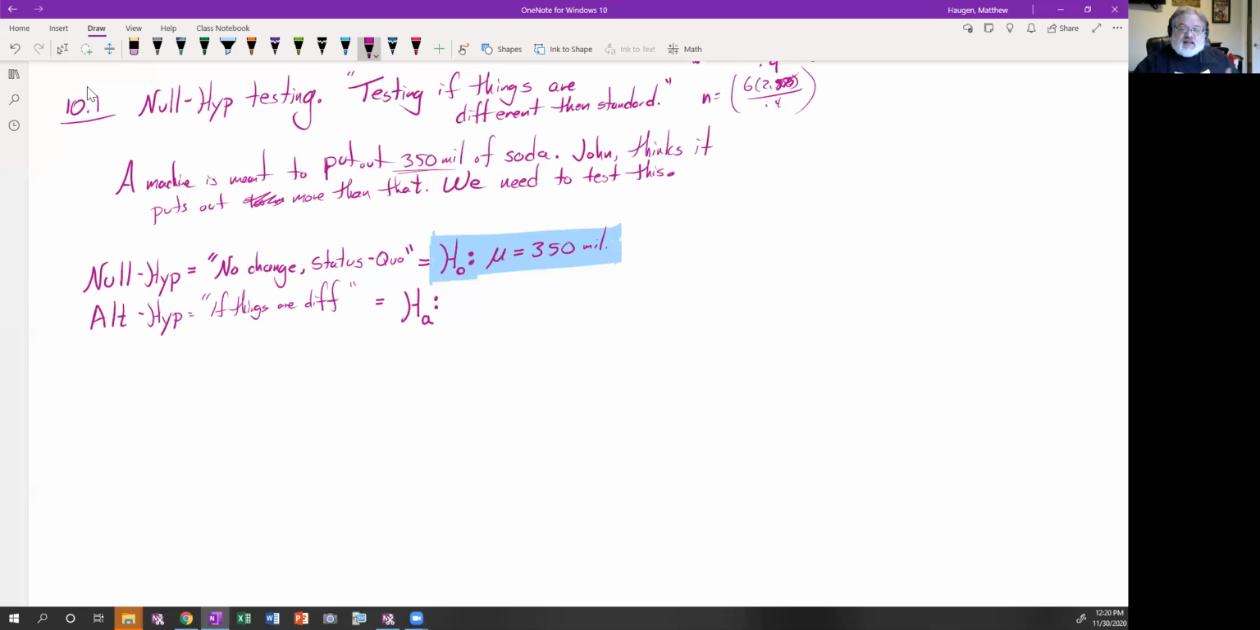And that's what's being claimed. Fair? So what's the claim? The claim is that the average, specifically in this case, is more than 350 milliliters. Fair? So that's our alternative hypothesis.